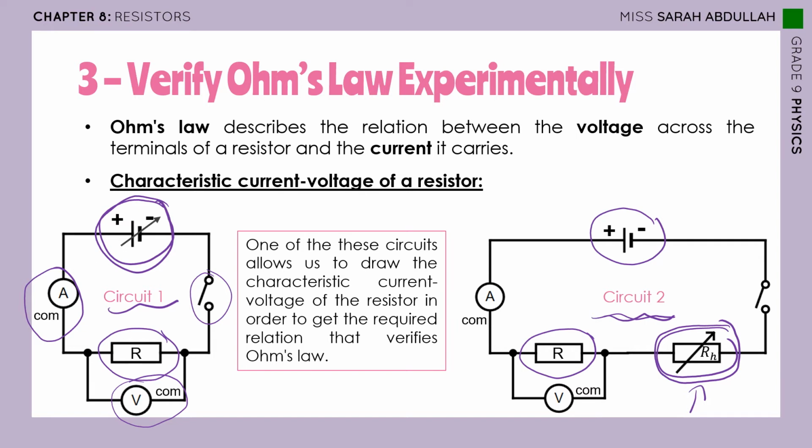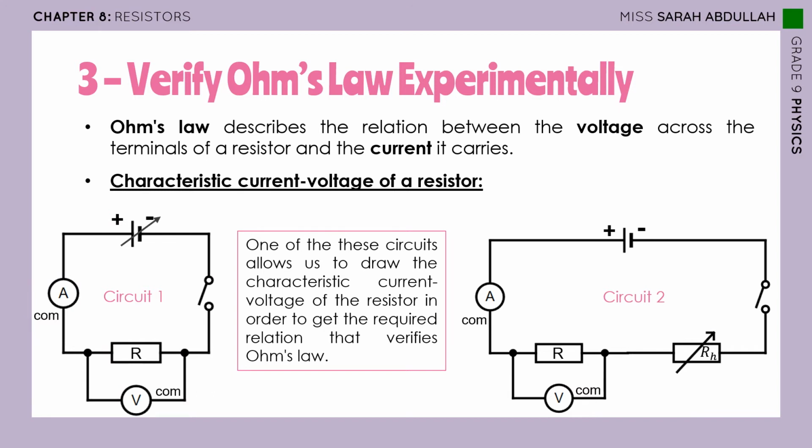And in both cases, I will be monitoring the voltage across the resistor and the current that will be flowing through the resistor. So I will have a table with both of these values, and let's see if there will be a relation between them. So one of these circuits allows us to draw the characteristic current voltage of the resistor. It's the relation between the current and the voltage, in order to get the required relation that verifies Ohm's law.